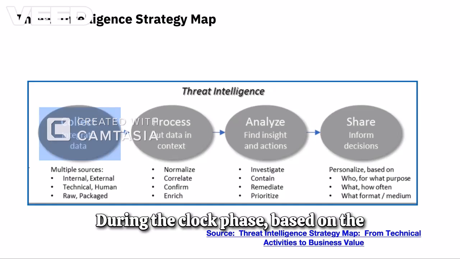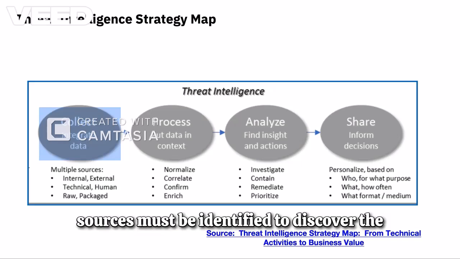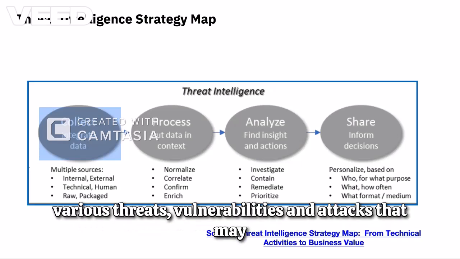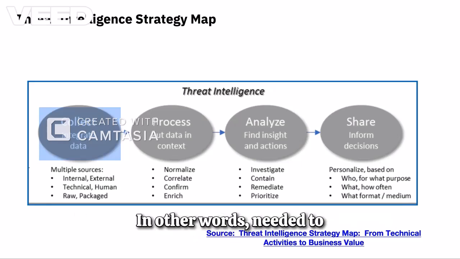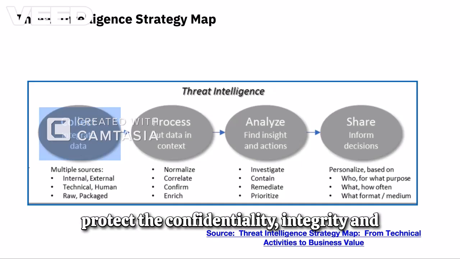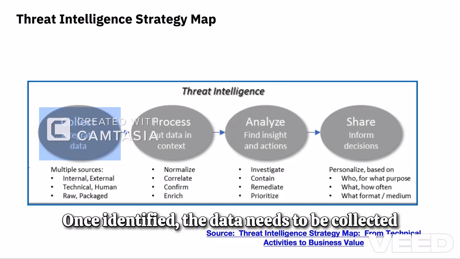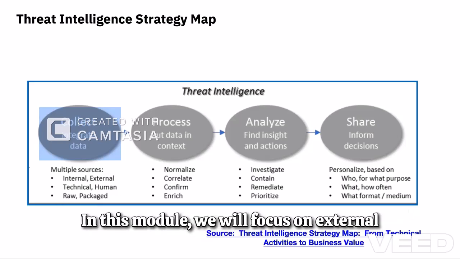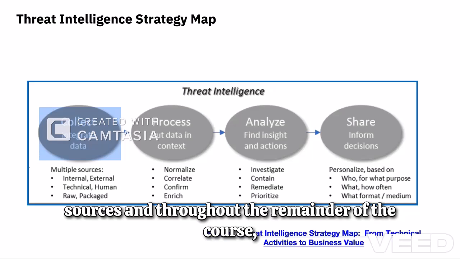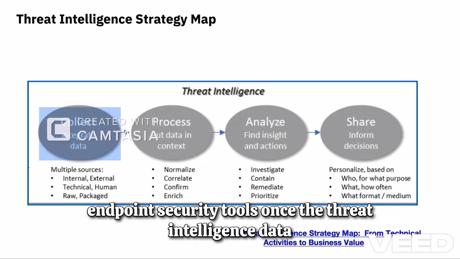During the collect phase, based on the relevant information needed by your organization, several sources must be identified to discover the various threats, vulnerabilities, and attacks that may compromise your organization's high-value resources. In other words, needed to protect the confidentiality, integrity, and availability of your organization's assets. Once identified, the data needs to be collected from multiple sources, some external and some internal. In this module, we will focus on external sources and throughout the remainder of the course, internal sources from network scanning, data protection, and endpoint security tools.